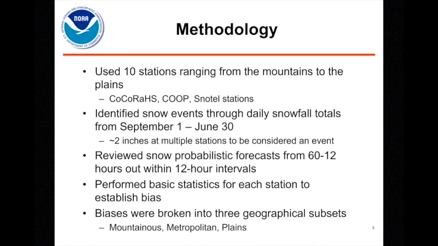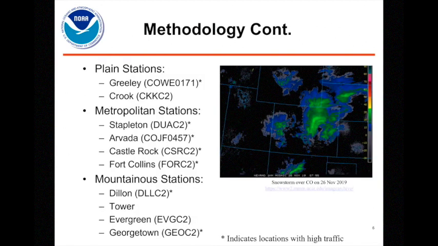From there, I broke the biases into 3 geographical subsets: the mountainous, metropolitan, and plains. Going forward, the plains stations were Greeley and Crook, metropolitan being Stapleton, which is also Denver, Arvada, Castle Rock, and Fort Collins, and mountainous stations being Dillon, Tower, Evergreen, and Georgetown. The stars denote some major interstates running through these stations, being I-70, I-25, and other state routes.